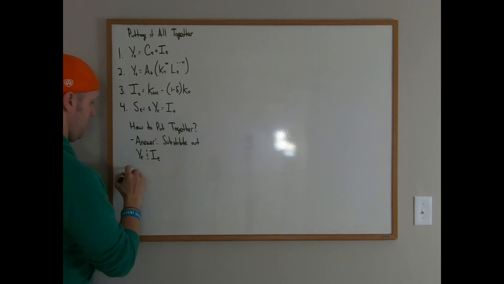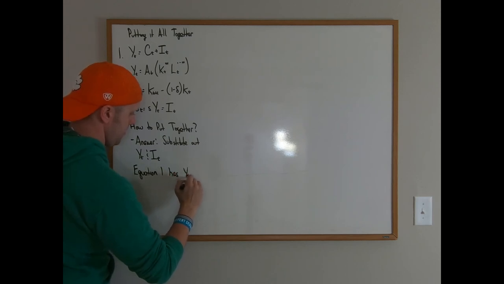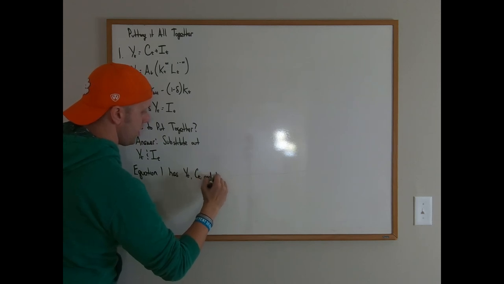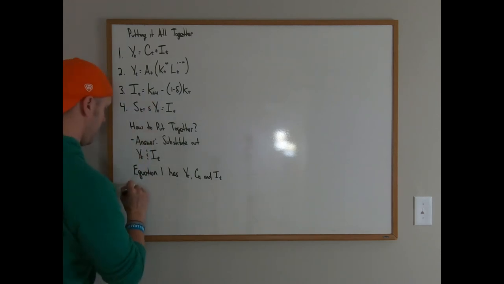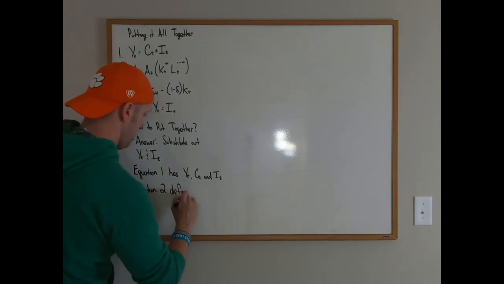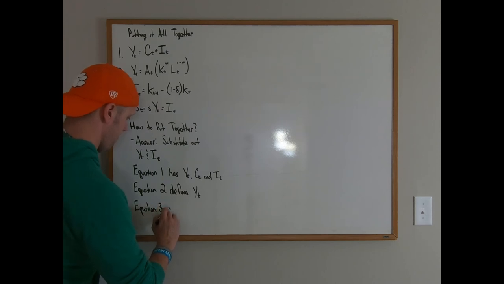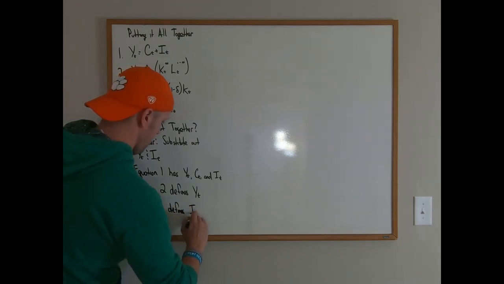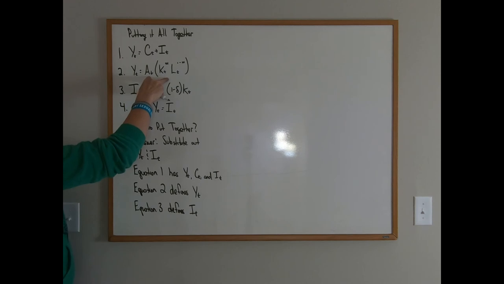Well, equation 1 has output Y, consumption C, and investment I. Equation 2 defines output. Equation 3 defines investment. So really what we need to do is just take equation 1 and substitute in the definitions for output and investment.